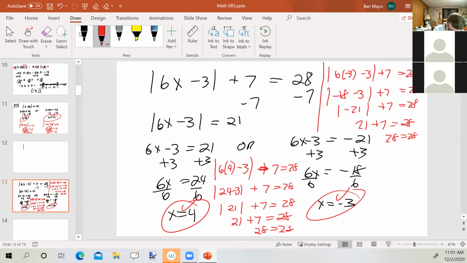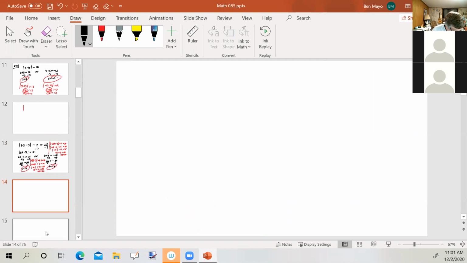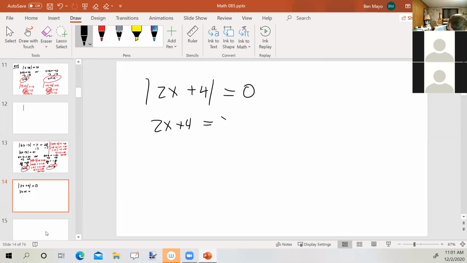Okay, now let's say we have an absolute value equal to 0. So we've isolated the absolute value, but we would get two equations. What's inside equals what's outside, or what's inside equals the opposite of what's outside. Well, 0 and the opposite of 0 are both 0. So basically, when you've got a single absolute value term equal to 0, you're only going to have one equation.